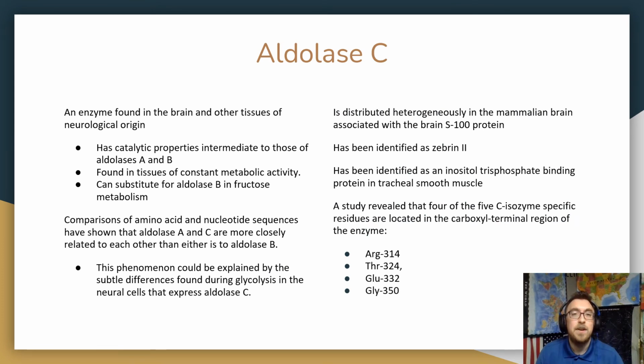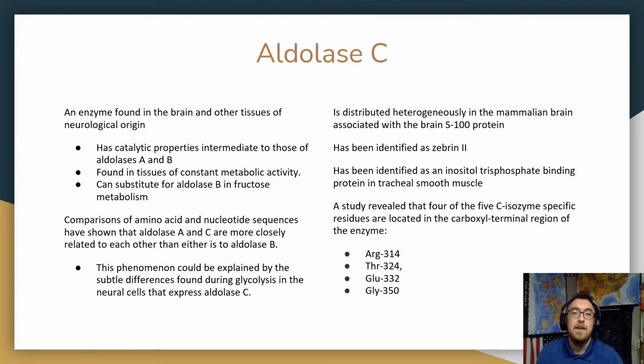The third vertebrate aldolase isozyme, aldolase C, is found in the brain and other tissues of neurological origin. This enzyme has catalytic properties intermediate to those of aldolases A and B. Although the specific physiological role of this enzyme is unknown, it has been suggested that aldolase C, like other isozymes such as hexokinase 1 and lactate dehydrogenase H, is found in tissues of constant metabolic activity. Recent evidence indicates the occurrence of aldolase C in some tissues that can substitute for aldolase B in fructose metabolism.